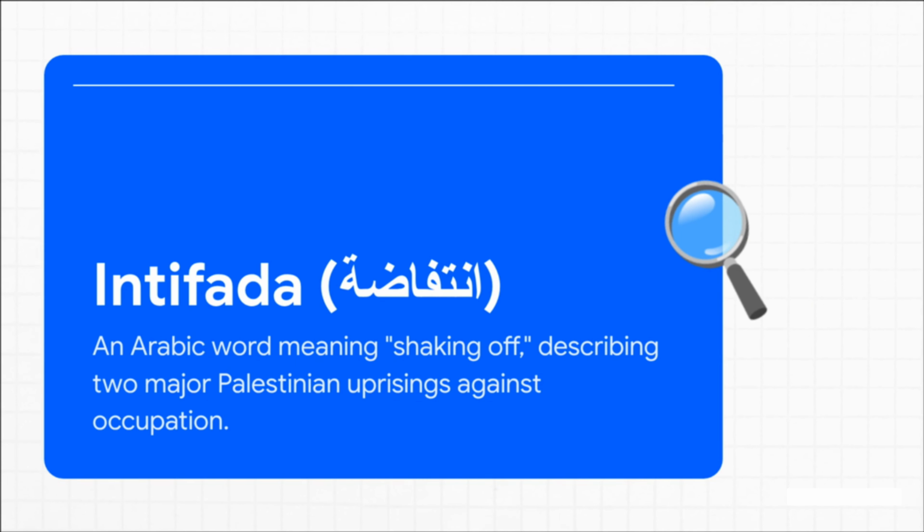So for years and years, Palestinians are living under this military rule. And that frustration, it just builds and builds until it finally explodes. This leads to two major uprisings, known as the intifadas. It's an Arabic word that means shaking off. And that's really what they were. A mass movement to shake off the occupation.